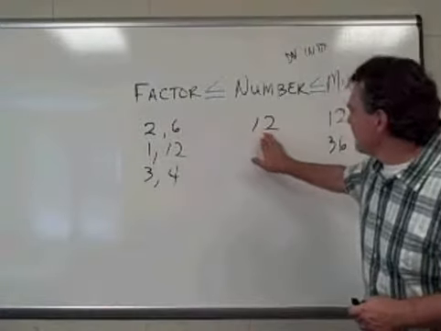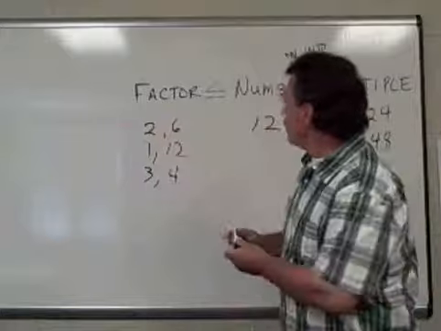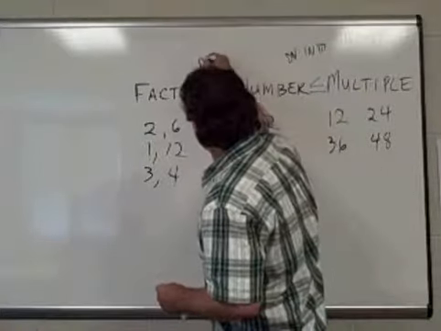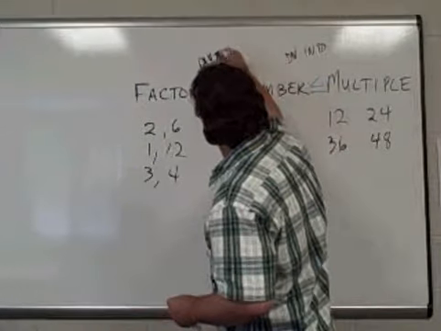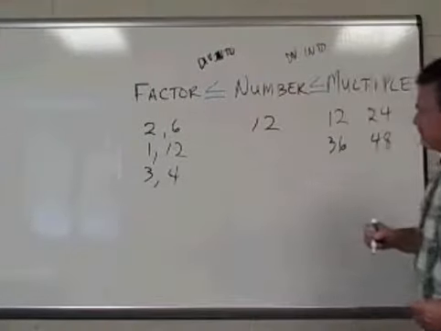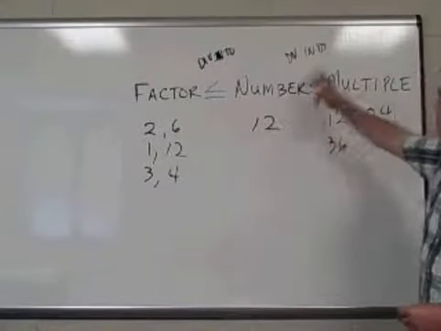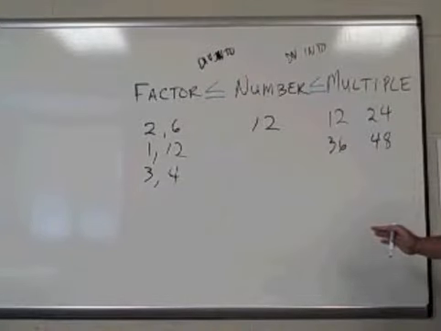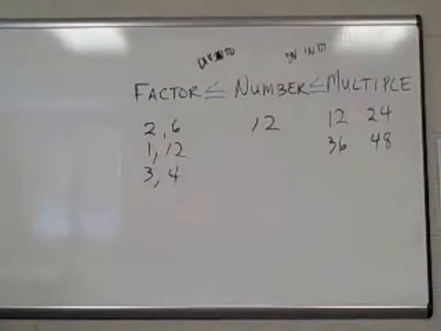So for a given number, the factors of that number are the smaller numbers or the equal number that will divide into the number. Multiples are those numbers that the number itself will divide into. Let's take a look at another example.